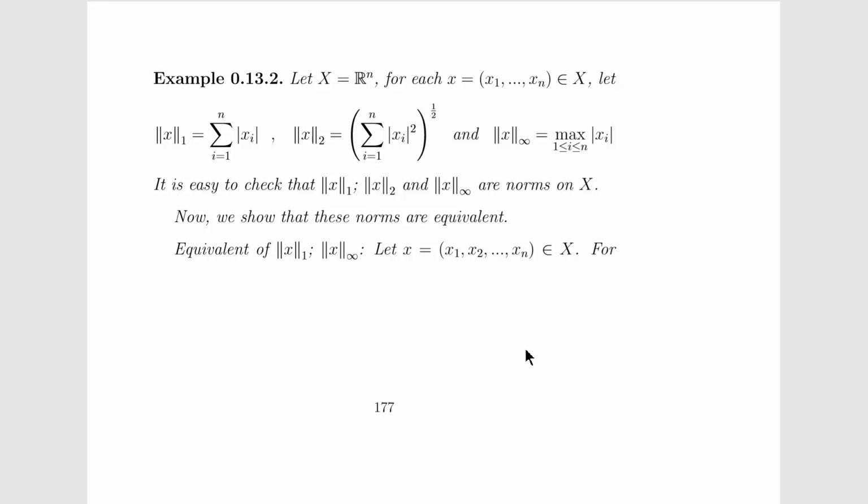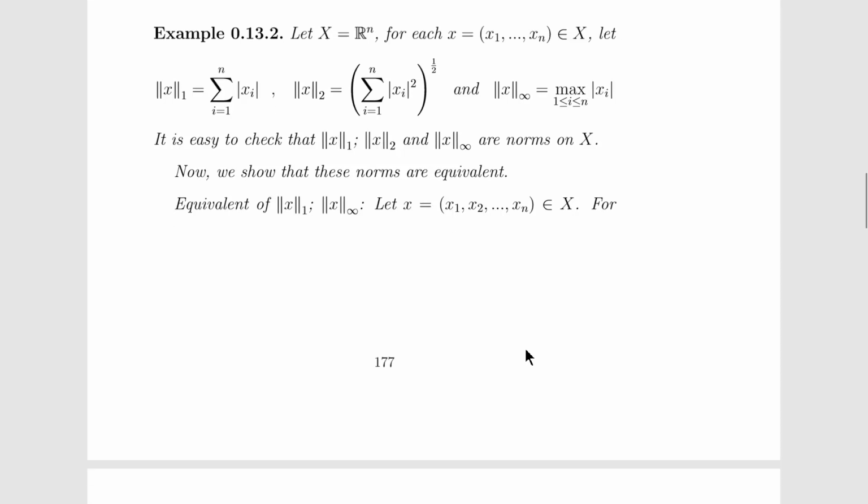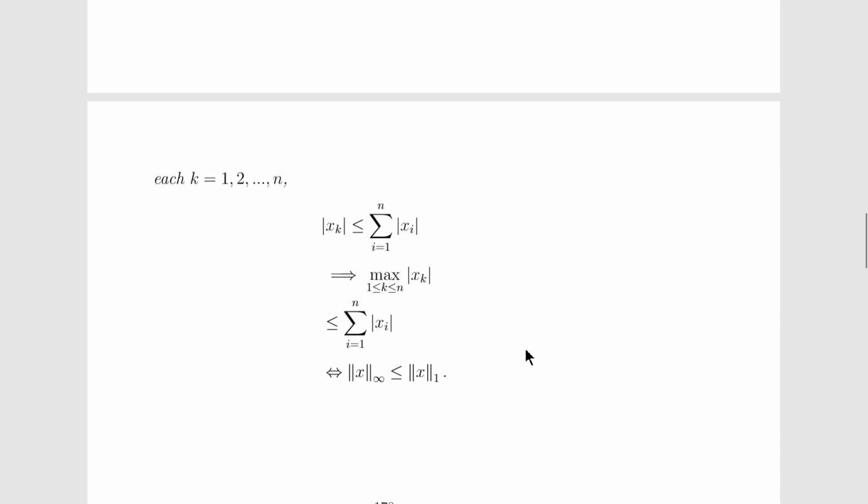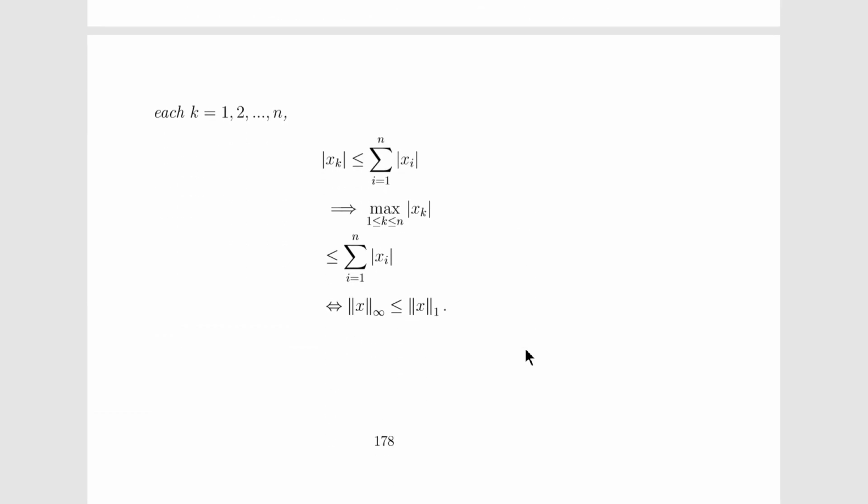So now we discuss the equivalence of norm 1 and the norm infinity. Let x belong to the set X. For each k from 1 to n, we know that the modulus of xk is less than or equal to the summation of modulus of xi, which implies that the maximum of modulus of xk over k is less than or equal to the summation of the modulus of xi. And this is the definition of norm infinity, so norm infinity is less than or equal to norm 1.